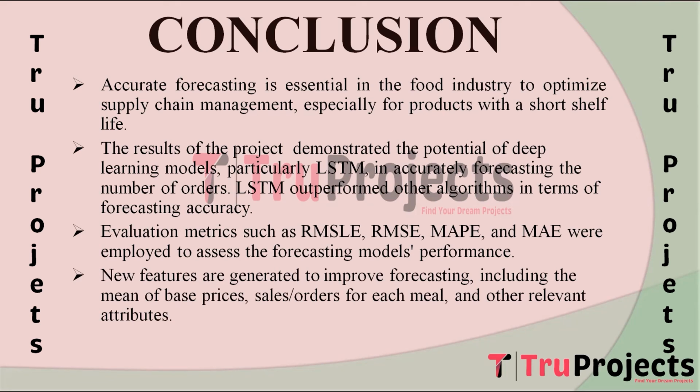In this point, it's mentioned that new data features were created to enhance the accuracy of forecasting models. These new features include the mean of base prices and sales or orders data for each meal, among others. These additional attributes provide more information to improve the precision of the forecasting process.